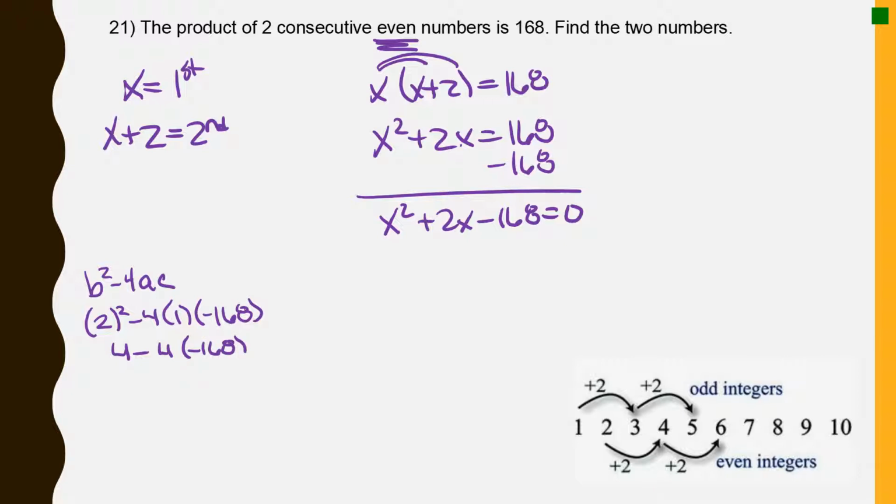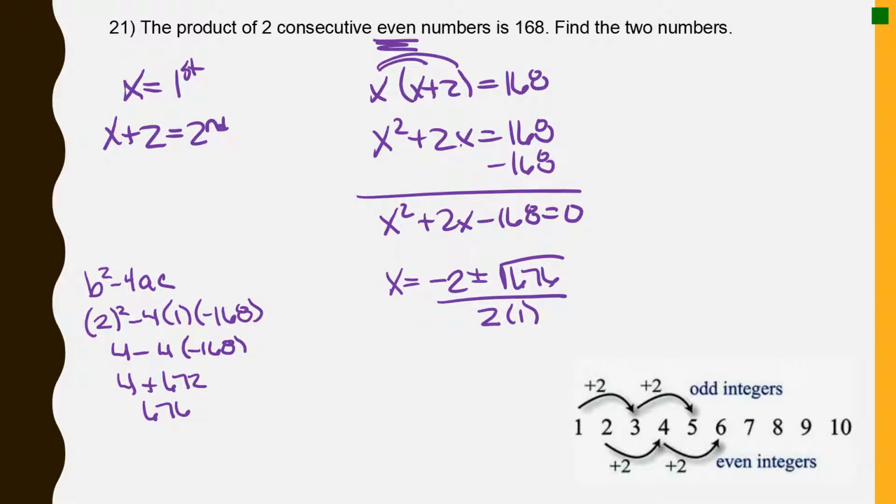Remember, you have to do the multiplication before the subtraction. So negative 4 times negative 168 is 672. So 4 plus 672 is 676. So I have negative b, negative 2, plus or minus the square root of 676 all over 2 times 1. Okay, guess what, guys? There is a square root of 676. It's 26 all over 2.